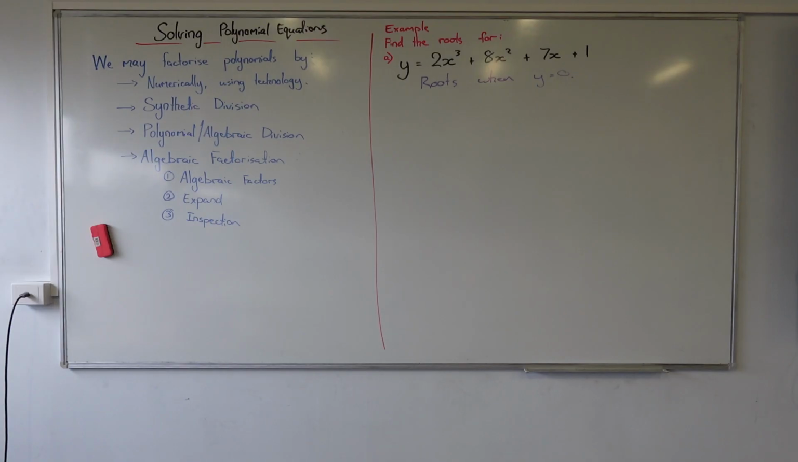From memory, we have 4 different ways we could do it. We could do it numerically using technology. That would be fine. Second one we could do is synthetic division. If we know one of the roots, which we learned how to do last lesson, and because it's third order, we can just use synthetic. Next one, we can use polynomial or algebraic division. Exact same thing. You simply know one of the roots by guessing, and then you can factorize everything. And then the final one is algebraic factorization.